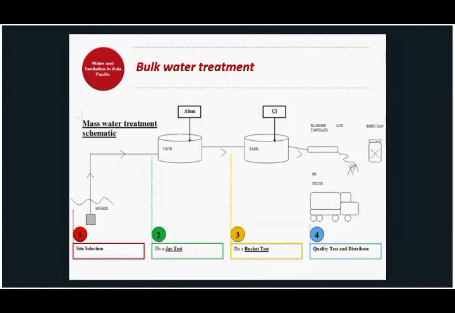So in summary, when we are talking about bulk water treatment, this is the overall schematic that you will find in the ERU M40. Coagulation and flocculation for sedimentation, followed by disinfection. The site selection that you see on the left is what Ludovic talked about, as well as the distribution. Step 2 is the sedimentation, where we would do a jar test to ensure we have the correct amount of alum or chemical. And then in number 3, we would do a bucket test for the disinfection when we use chlorine.